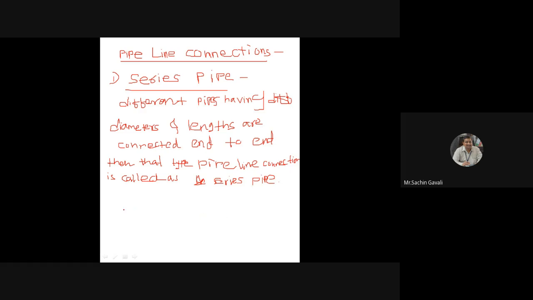Now, for example, let us consider that one pipe is there, having length L1. Whatever fluid is flowing through this pipe has velocity V1, and the diameter of this pipe is D1. Let us consider that this pipe is made of some material, and that material has coefficient of friction F1. Now this pipe we have connected to another pipe.